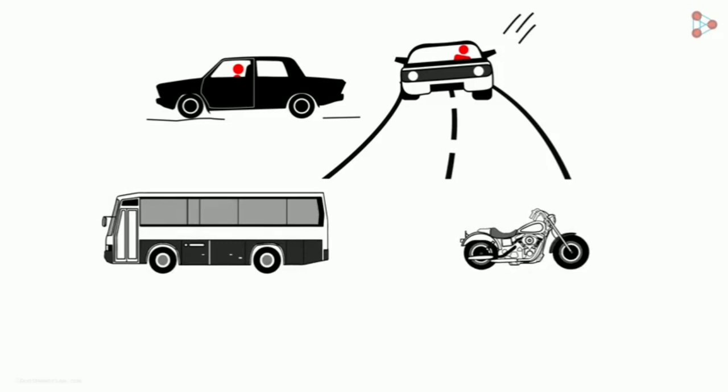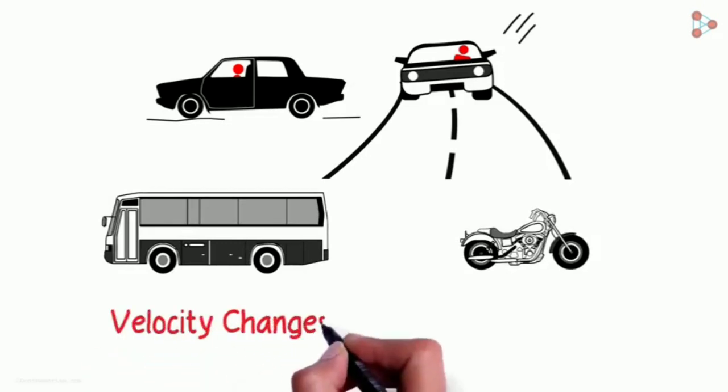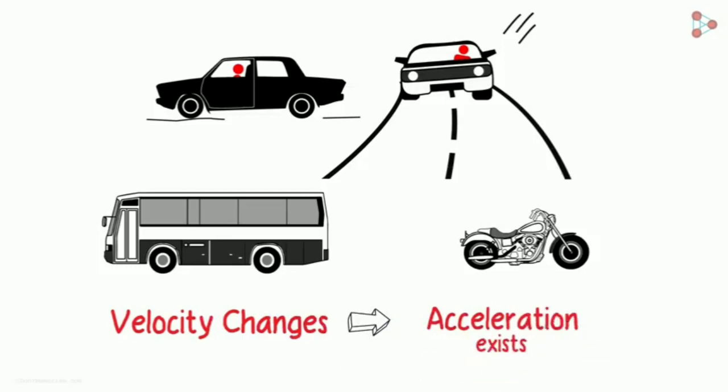When we are on a bus or on a motorbike, there is a change in velocity. Thus, acceleration exists. We are saying that when velocity changes, there is acceleration. Let me give you two examples.